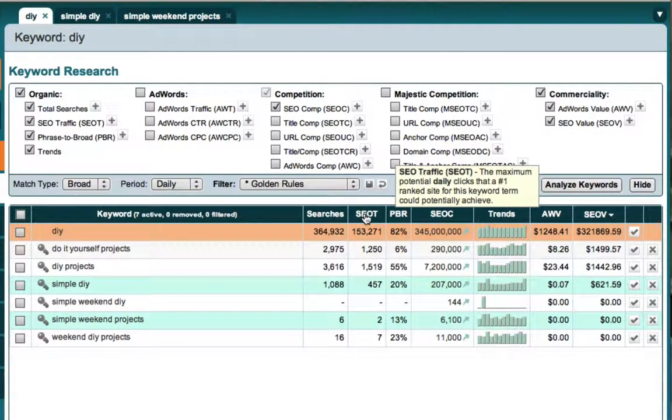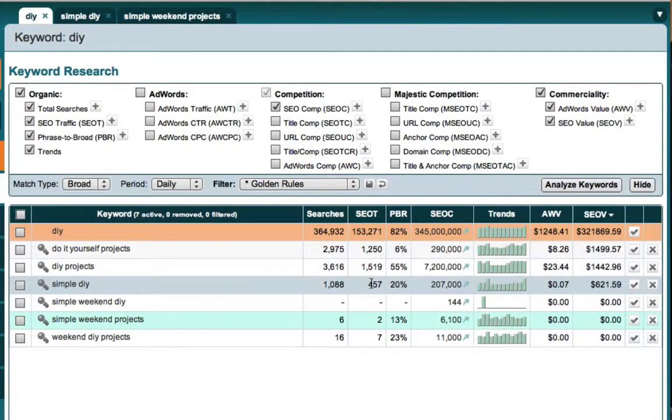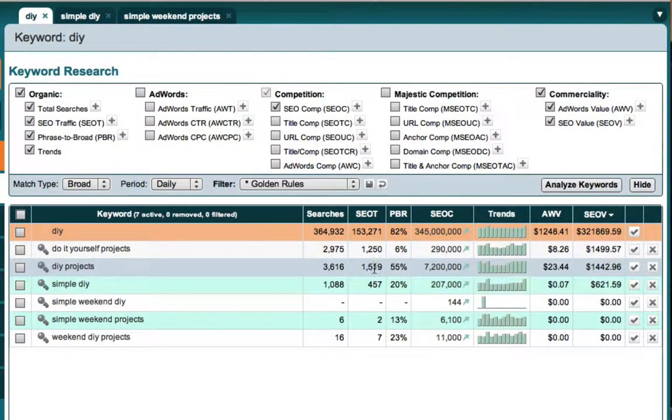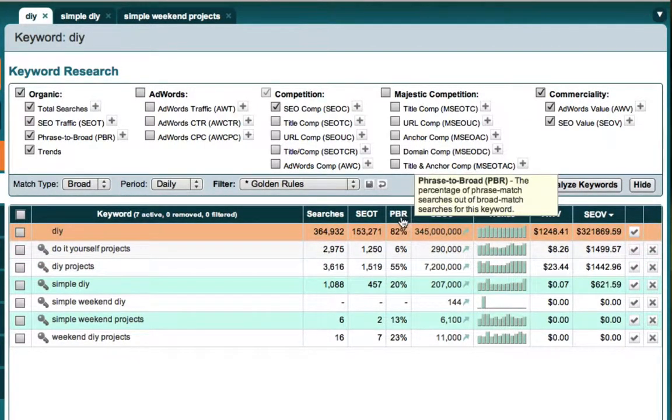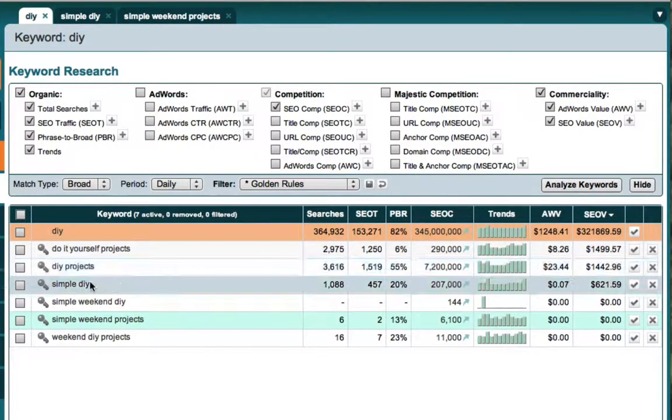Okay, daily clicks that I can expect, or maybe get at the number one spot for these keywords. I also like to look at the PBR, which is the phrase to broad ratio. That's the percentage of people actually using that specific keyword, actually going in there and searching for that specific keyword. So basically, this one is 82%.